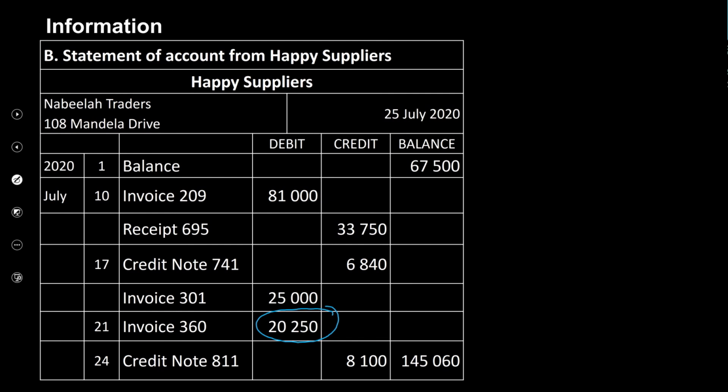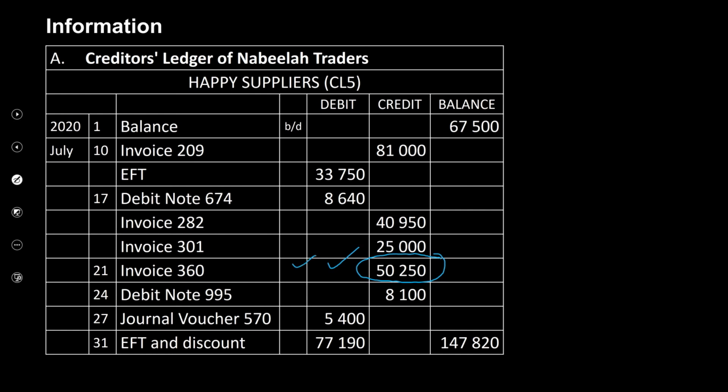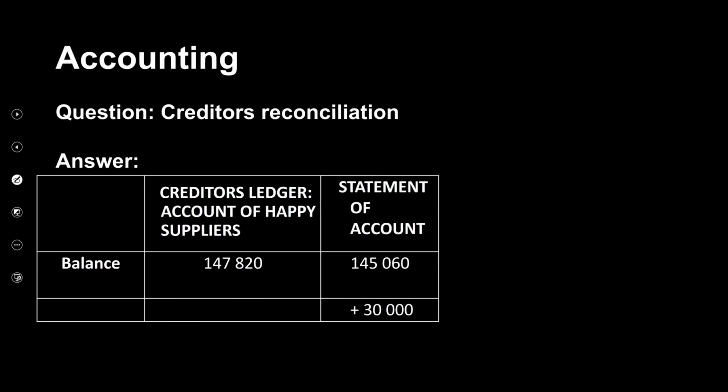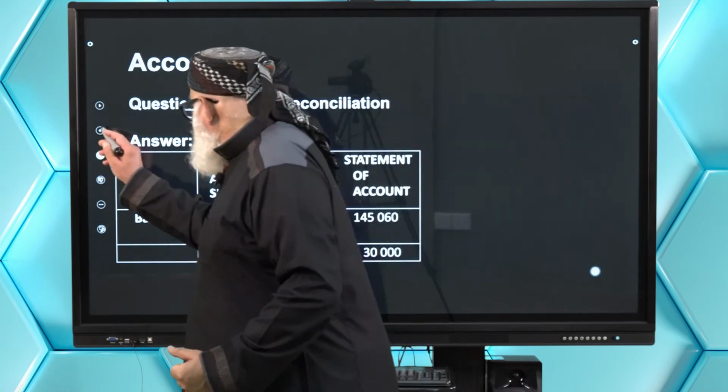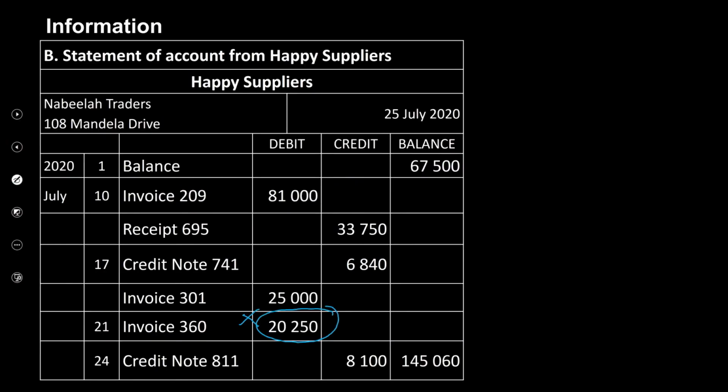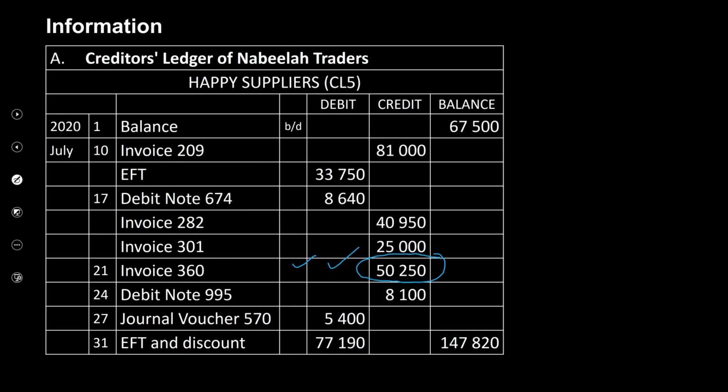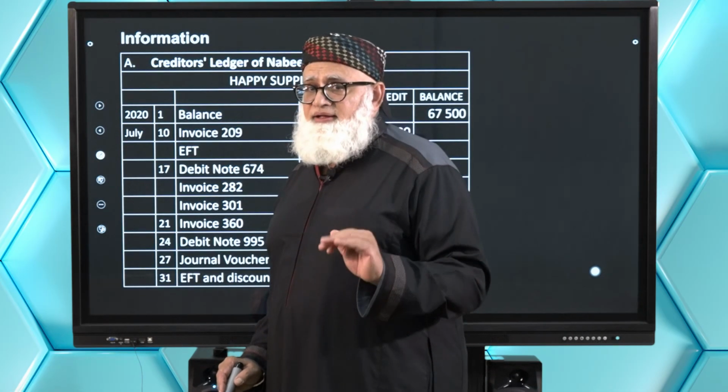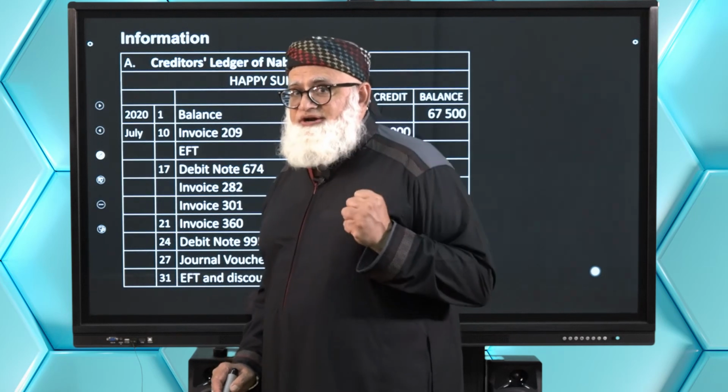20,250. So obviously you compare the two, you check which one is correct. This is the incorrect one. Our entry in our records is the correct one, and obviously we then go and correct this here. Remember, they had 30,000 too little in the statement. Let's check. They only entered 20,250, whereas the correct amount was 50,250.